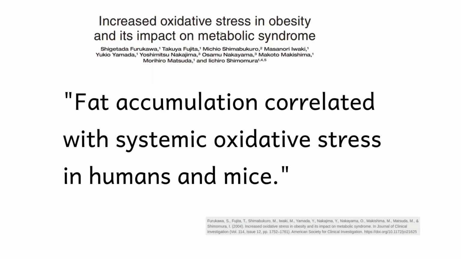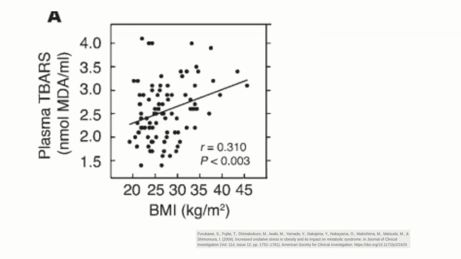Here's yet another one. This is a Japanese paper: fat accumulation correlated with systemic oxidative stress in humans and mice. And they gave us this chart. This is TBARS. TBARS is basically measuring malondialdehyde, which is an oxidized polyunsaturated fat. So this is a measurement of oxidized PUFA, and that is the BMI on the bottom. So as people get heavier and heavier, have a higher and higher BMI, they have more oxidized PUFA, which is a symbol of oxidative stress.